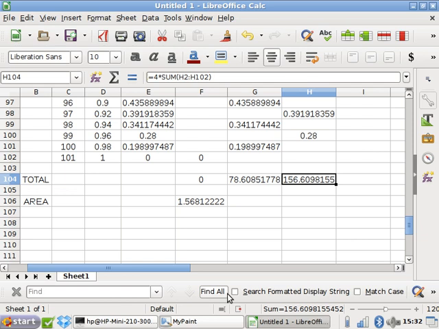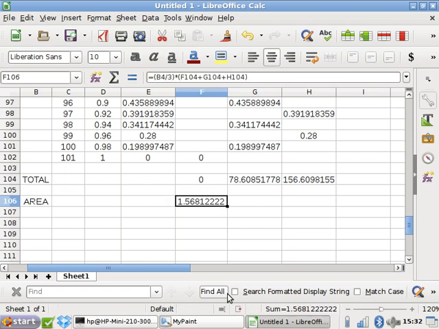Teacher, what about area? Yeah, well, the Simpson's rule. You want to have a look at it? It's h over 3 and then multiplied by the 3 totals there.